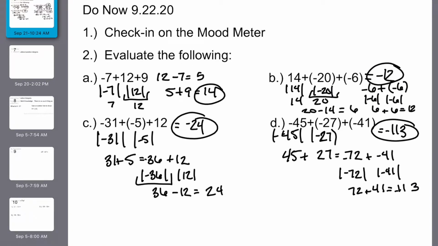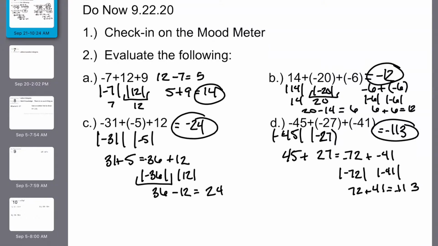Go ahead and check your work against my work here on the do now. For A, we find the solution to be positive 14. We subtract 12 minus 7 because they are opposite signs before we find the absolute value. We get positive 5 and then add 5 and 9, so that's 14.